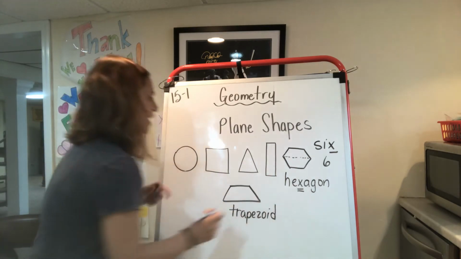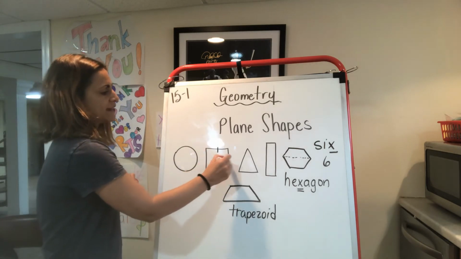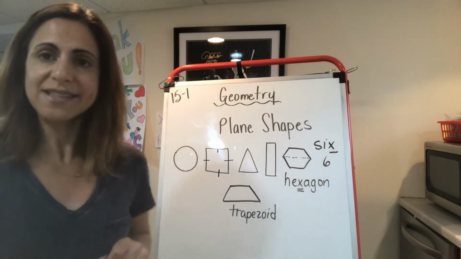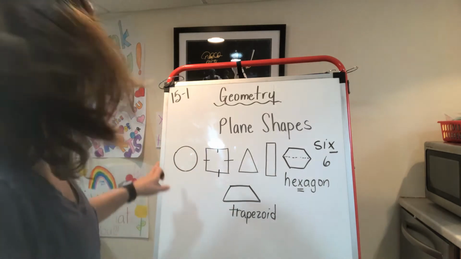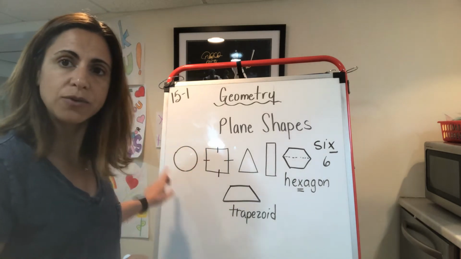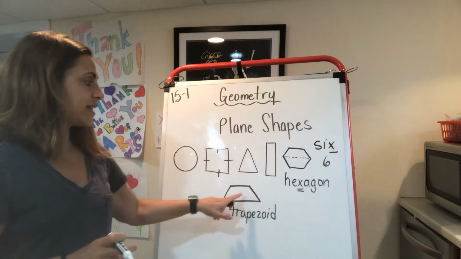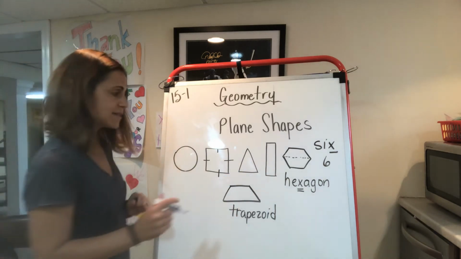Trapezoid. Okay, so sometimes you'll see a teacher draw little lines like this. That's showing or representing the sides of the shape. Okay, circle doesn't have any sides. It's just a round curved line, whereas our square and our rectangle and our trapezoid have 4 sides.